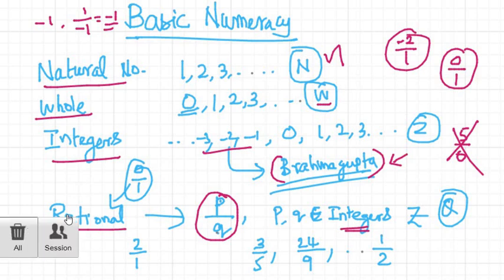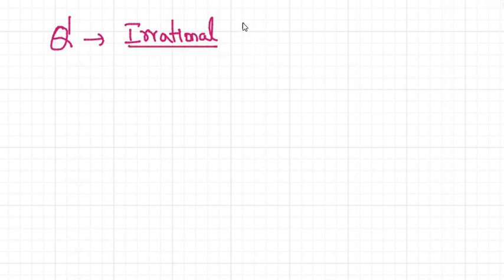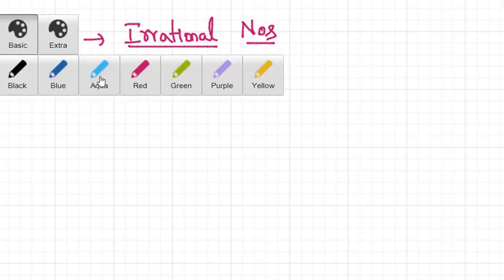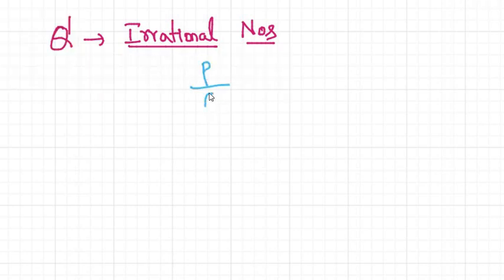Next comes irrational numbers. What are irrational numbers? Denoted by the letter Q dash. Any number which cannot be written in the form of P by Q is an irrational number. Can you tell me an example of an irrational number? Anybody? Fast. Tell me an example of an irrational number.